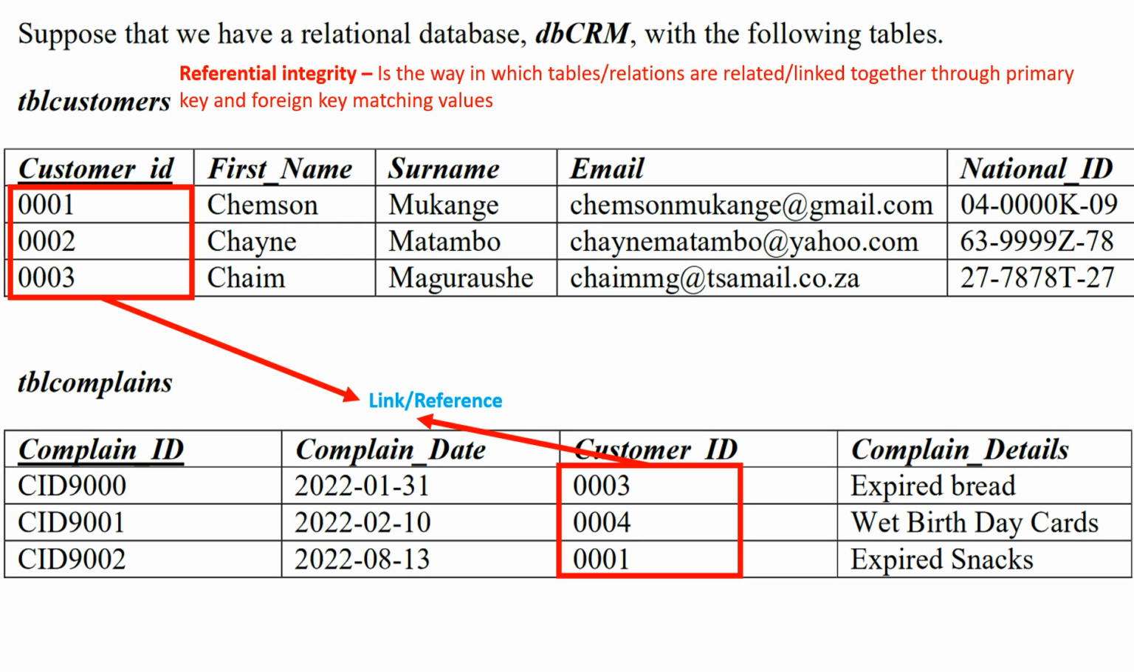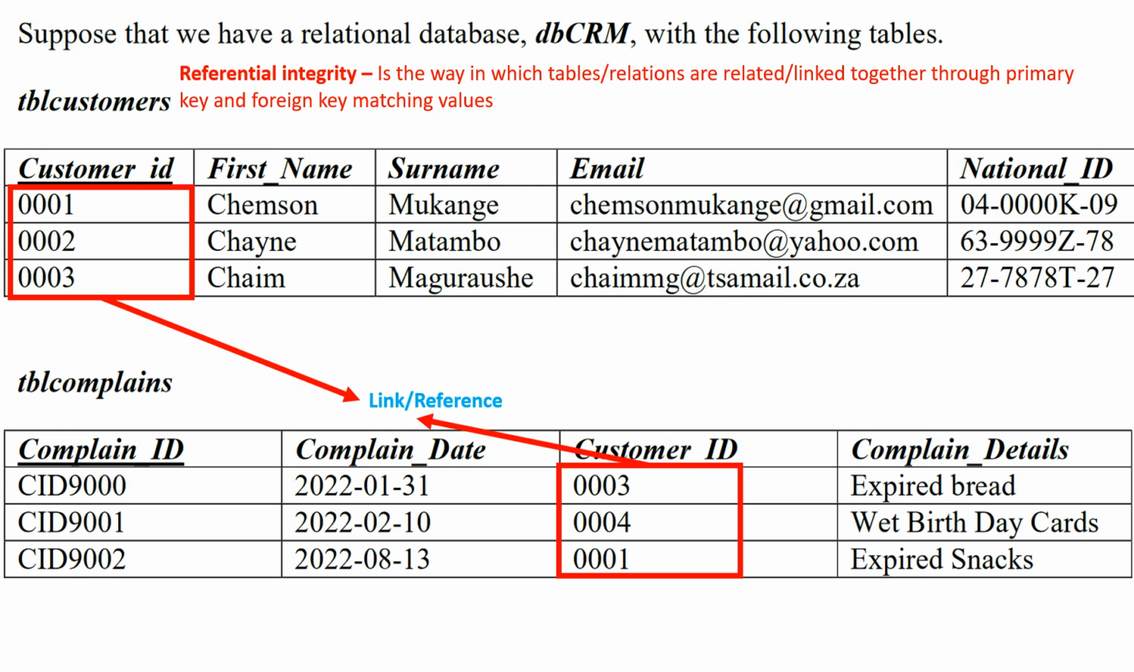For instance, I can say complaints are being lodged by the clients. So which client has lodged which complaint? Let's say we have only table complaints and we are reading the complaints. Who lodged a complaint about expired bread? Who got wet birthday cards? Who was given expired snacks? We can ask all those questions.